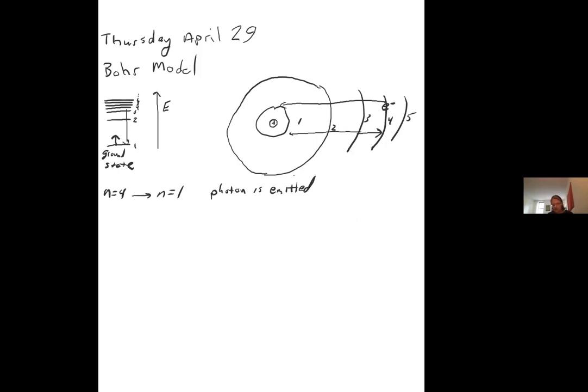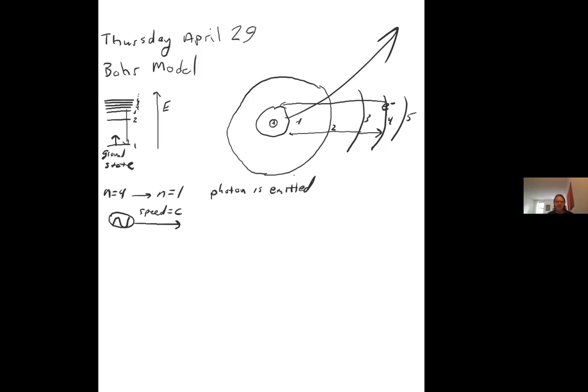And remember, the photon is an electromagnetic wave, so it's a little wave packet. It has a wavelength and a frequency, and it moves at the speed of light, which is 2.9979 times 10 to the 8th meters per second. So when the electron jumps down, this photon just goes flying out into space, and that's called emission.